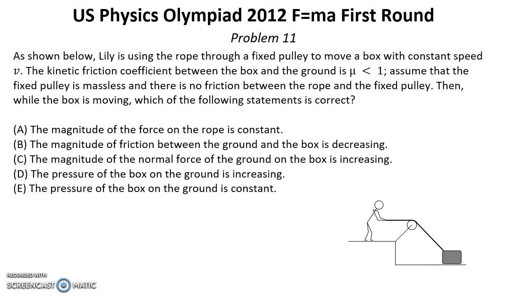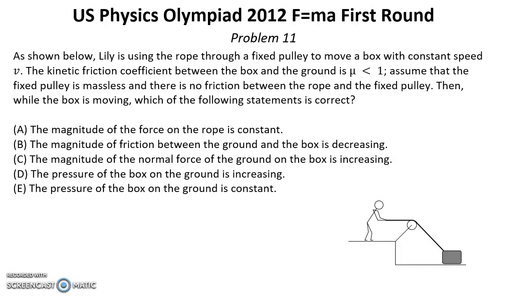US Physics Olympiad, year 2012, F equal MA. First round. Problem 11. The solution for this problem you can find below this video in the reference in the description. As shown below, Lily is using a rope through a fixed pulley to move a box with a constant speed v. The kinetic friction coefficient between the box and the ground is mu less than 1.